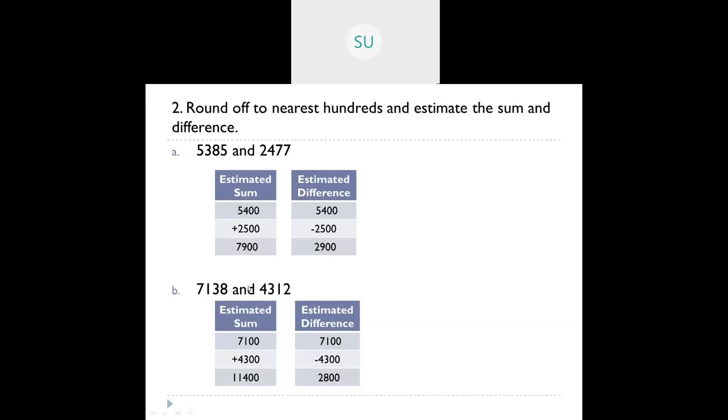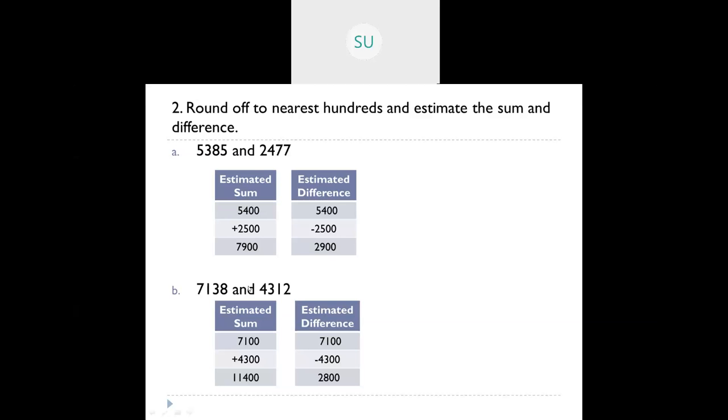Okay, and when you add these two numbers, that is 7100 and 4300, you will get 11,400. So estimated sum is 11,400. To find the estimated difference, you'll subtract the rounded off numbers.